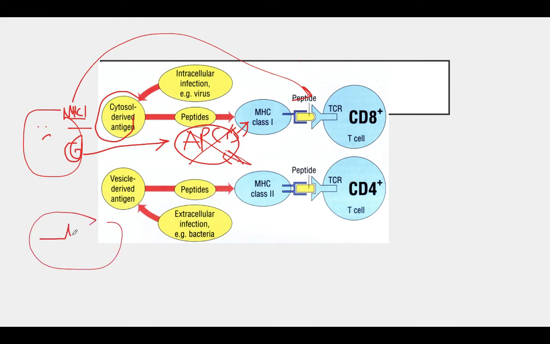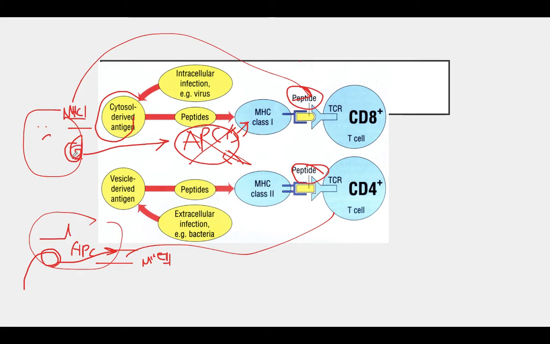Now in this case, this is the antigen presenting cell. Antigen presenting cell has MHC2. This is the common route of presentation. It will internalize the extracellular peptides, and then it will form the vesicle, and then it will present it to the CD4. It has to be peptide. Okay, doesn't have to be peptide.